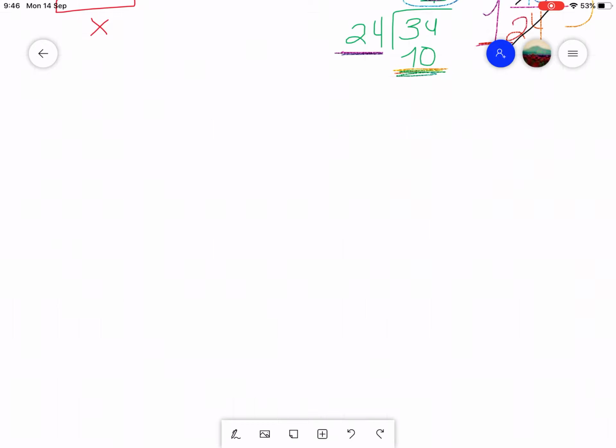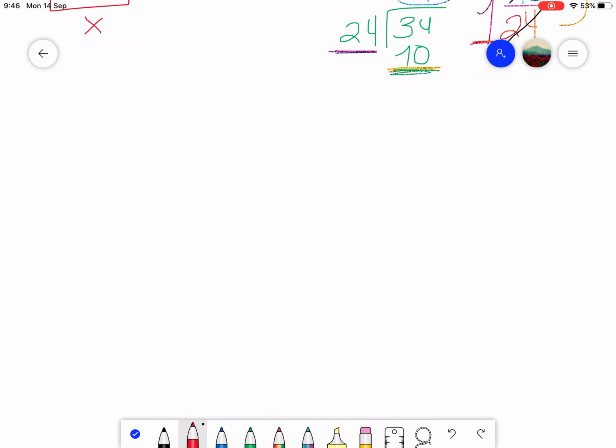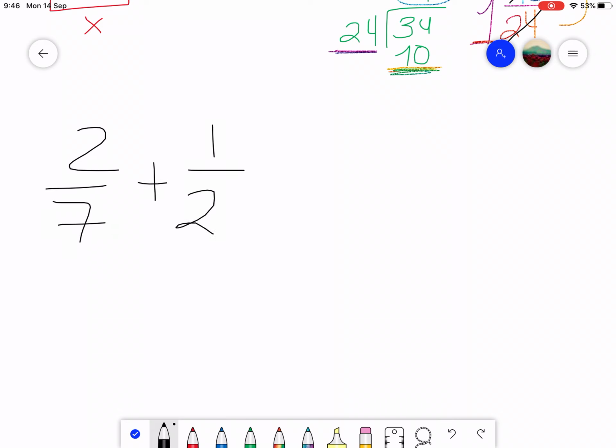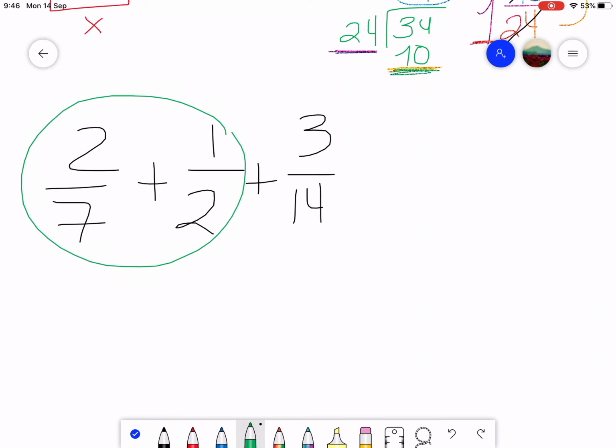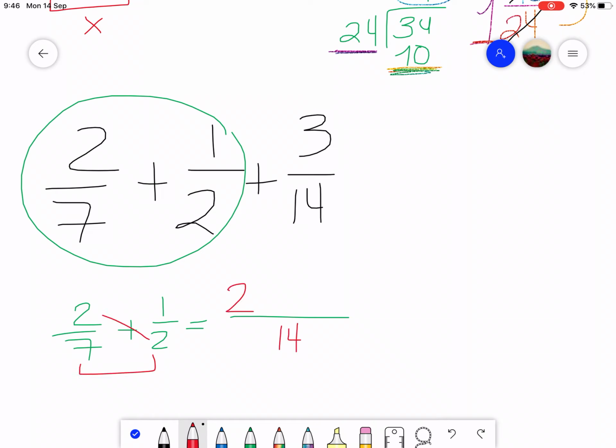Finally, adding. What if I have three fractions such as 2 over 7 plus 1/2 plus 3 over 14? You could easily start with these two. I'm gonna add 2 over 7 plus 1/2. Okay, I'm gonna do the long procedure because there's no number that I can multiply 2 by to get 7. So I need to do the long procedure. 2 times 7 is 14. 2 times 2 is 4. Plus 7 times 1 is 7.